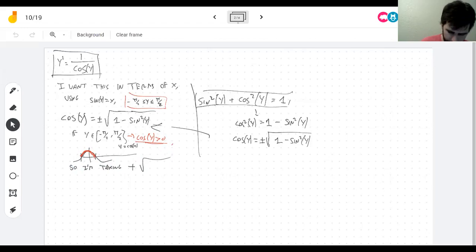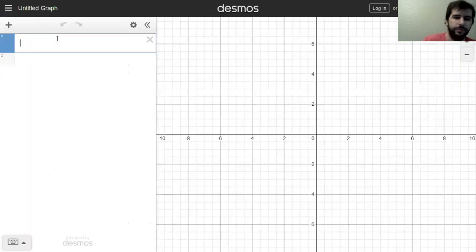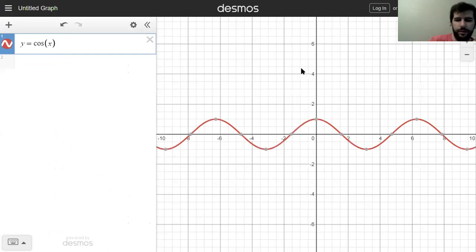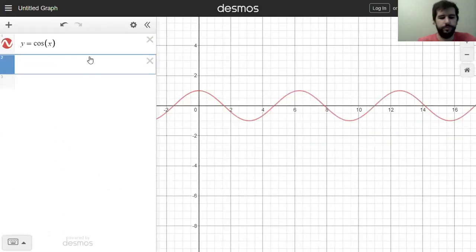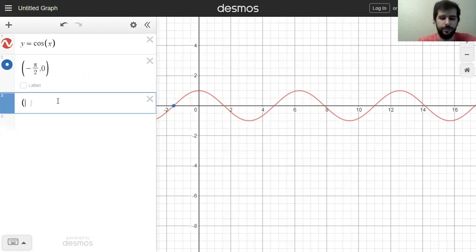How does that mean cosine's positive? Because, well, if you look at the graph, I'll just draw it better. If you look at the graph of cosine, here's negative pi over 2. And here's positive pi over 2.